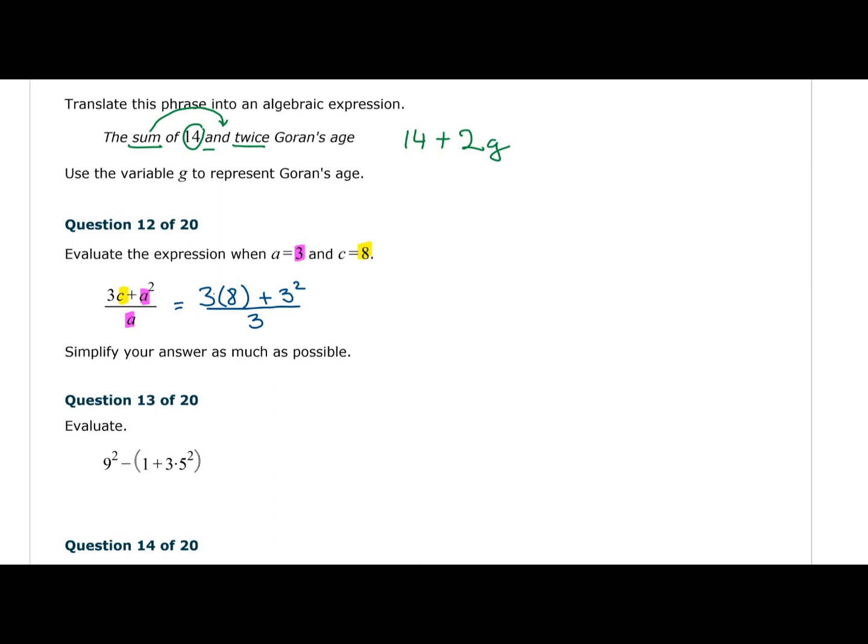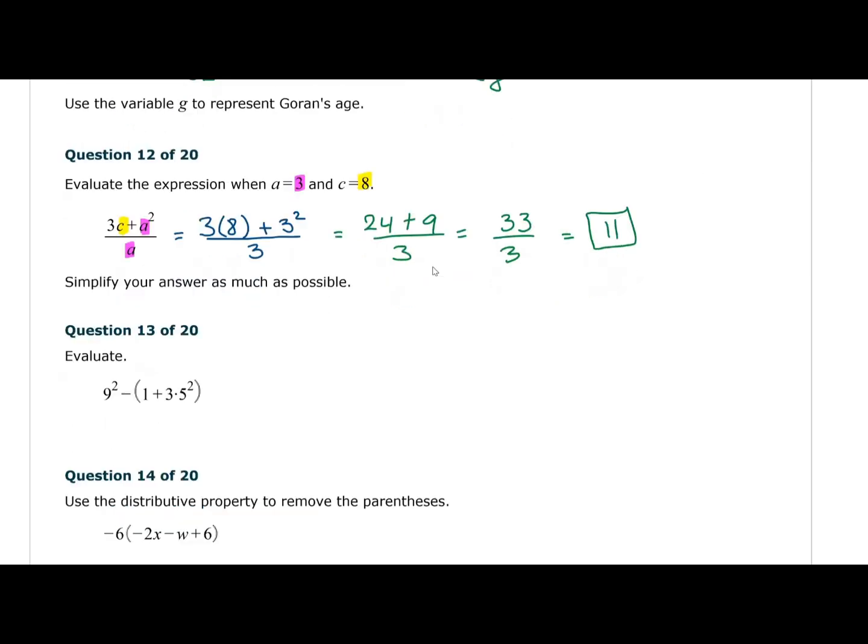Then we will work it out. 3 times 8 is 24, plus 3 squared will give you 9, over 3. 24 plus 9 will give you 33 over 3, which is 11. They divide out evenly. Alright, number 13.